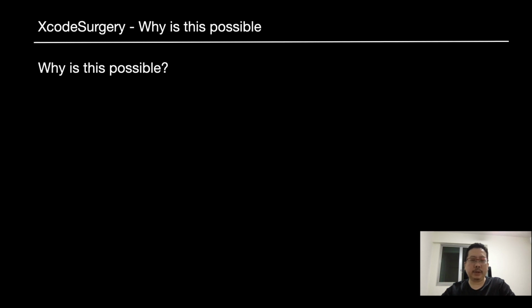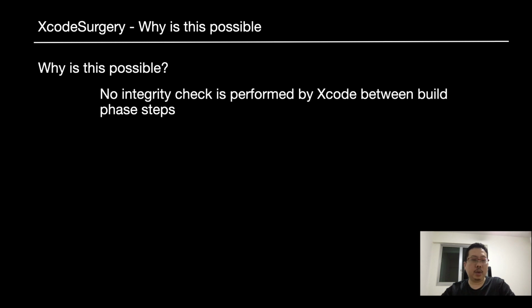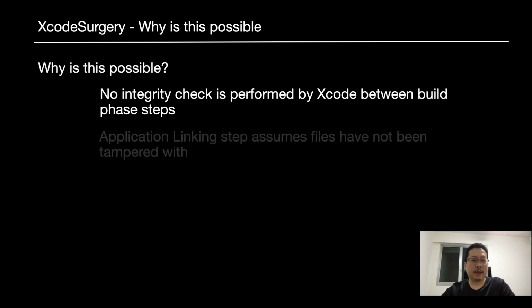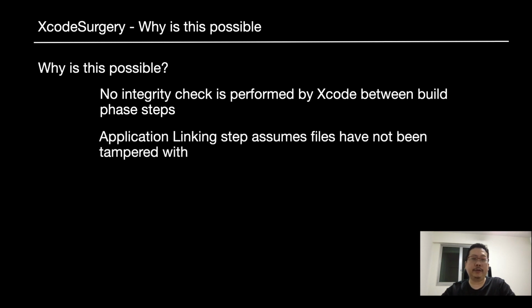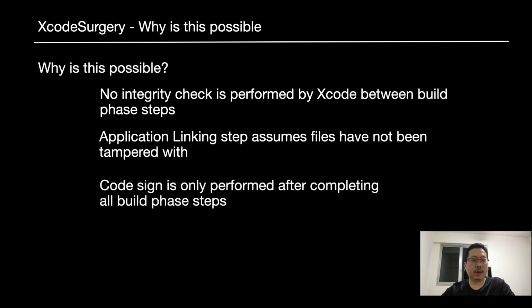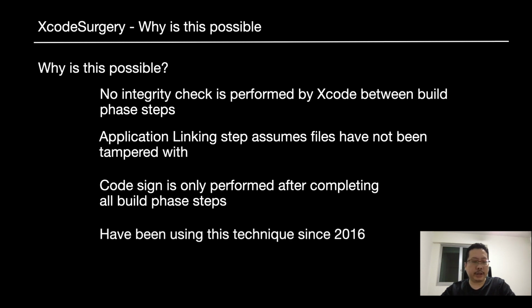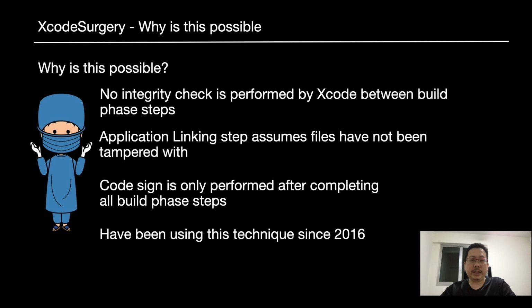Why is this possible? Firstly, there is no integrity check performed by Xcode between build phase steps. The application linking step assumes files have not been tampered with. Code sign is only performed after completing all build phase steps. And you may be wondering if this is a new feature on the latest version of Xcode. Interestingly, I have discovered and have been using this technique since 2016.